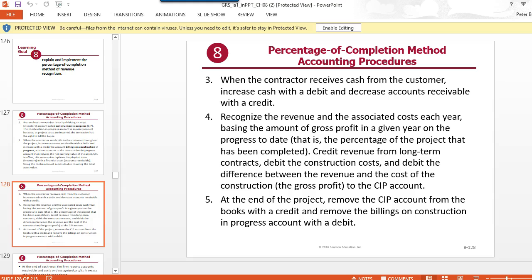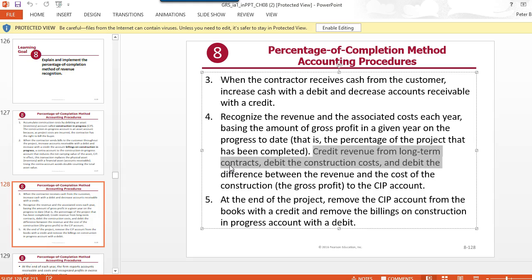Once we recognize that revenue, our journal entry will be to credit revenue from long-term contracts and debit construction costs. The long-term contract is basically the revenue account, so it's a credit to revenue. We give it this name, long-term contract. The debit, the construction cost, is the expense. So in that sense, it's just different names for the same accounts. The difference between the revenue and the cost is going to be our gross profit.